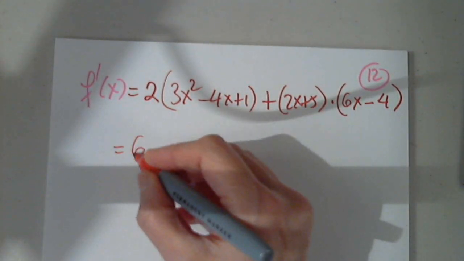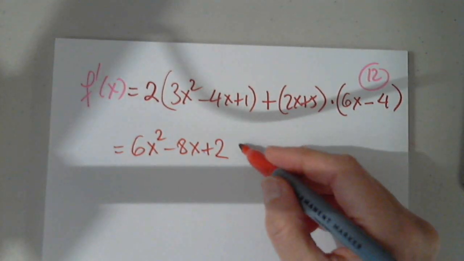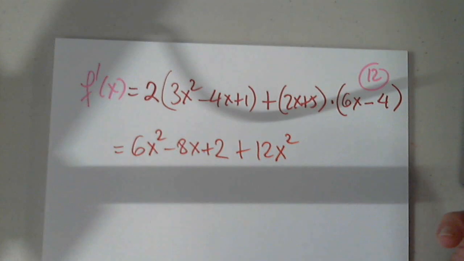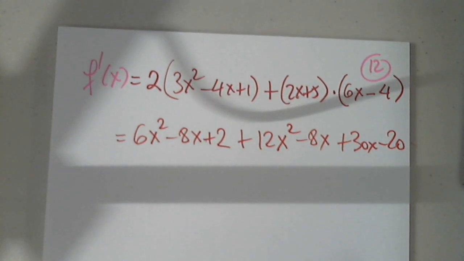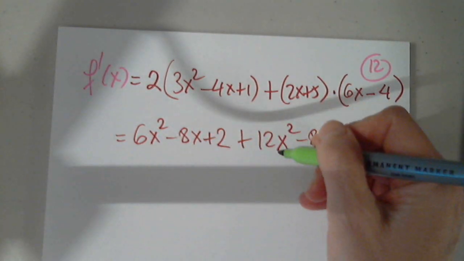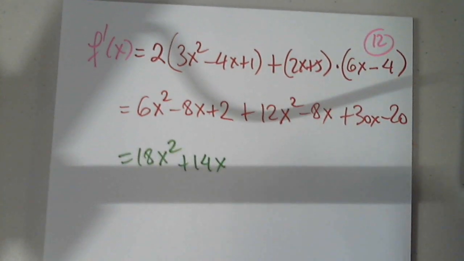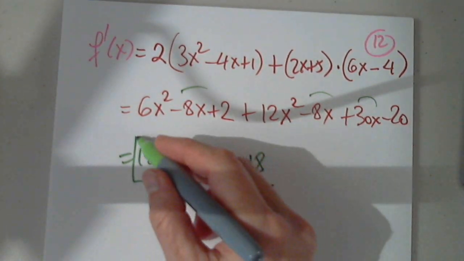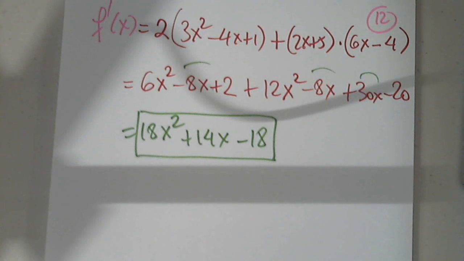So 2 distributed here will be 6x squared minus 8x plus 2. 2x distributed here will be plus 12x squared minus 8x plus 30x and minus 20. Yes, I have to combine like terms and present it in descending order. 6x squared with the 12x squared is 18x squared. Now negative 16 plus 30 is positive 14x. And then 2 minus 20 is negative 18. Did we get the idea of the product rule? Or do we need more examples with the product rule, or can we look at the quotient?